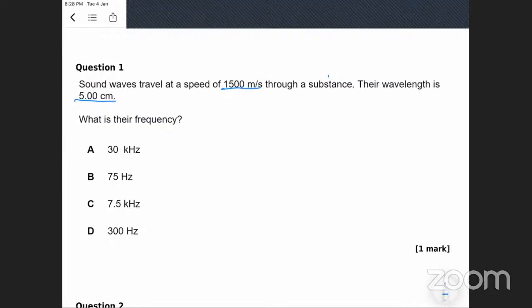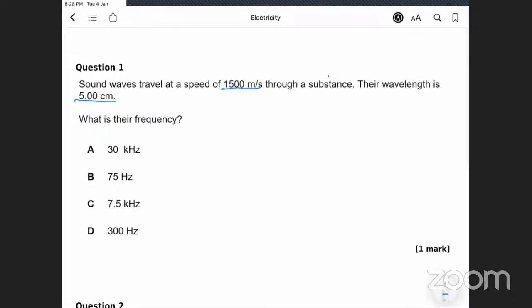Right, have we found the answers? There are a lot of D's, people saying D, D, D. The answer should be A. The wavelength is given in centimeters. Rasta is the one that got that correct.